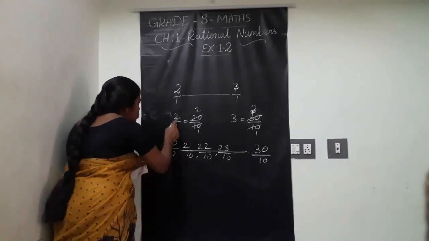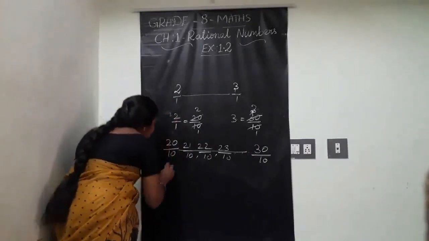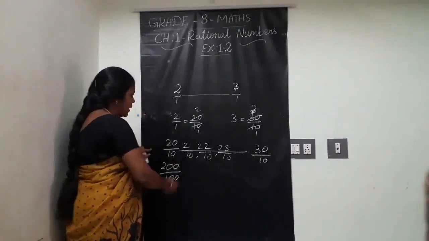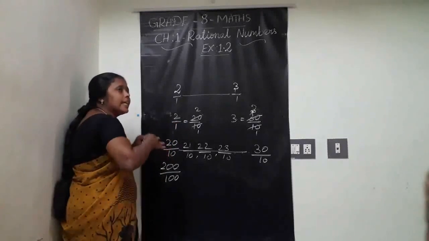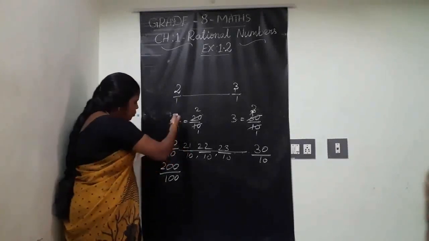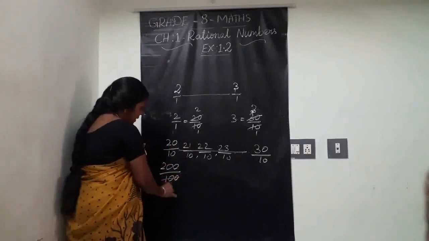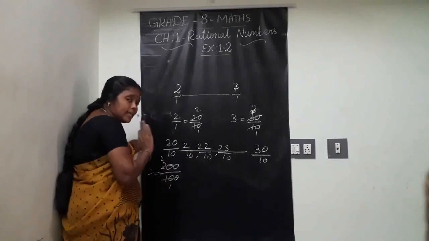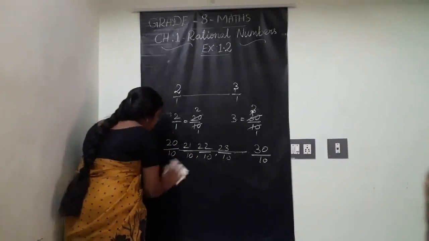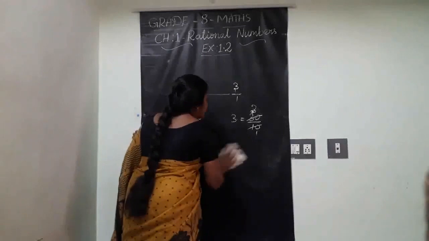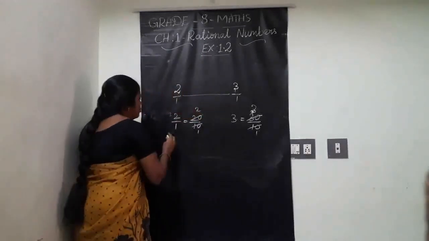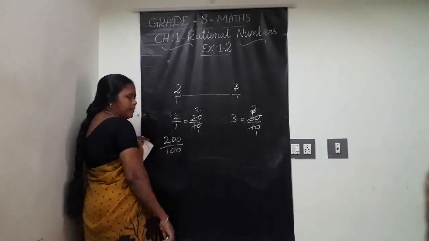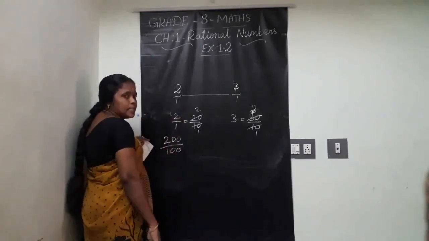See, I can write this 2 by 1 as 200 by 100. Correct only. I didn't change that value, just I have expanded the number, but both are equivalent only. See, 100 is 100, 200s are 200. Answer is 2 only. I didn't change that value. Just for my convenience, I have expanded it to a little bit bigger level. So, 2 can be written as 200 by 100. Both are equivalent fractions only.